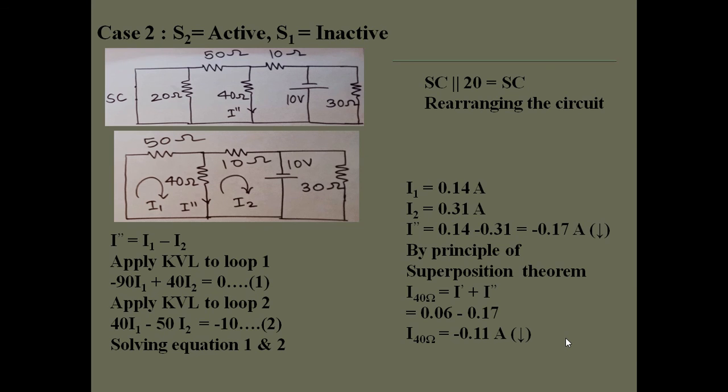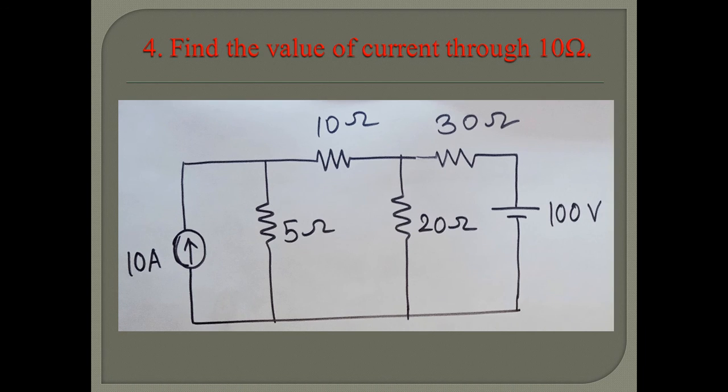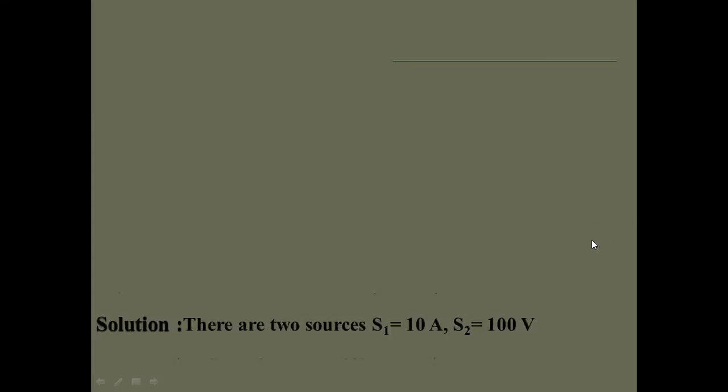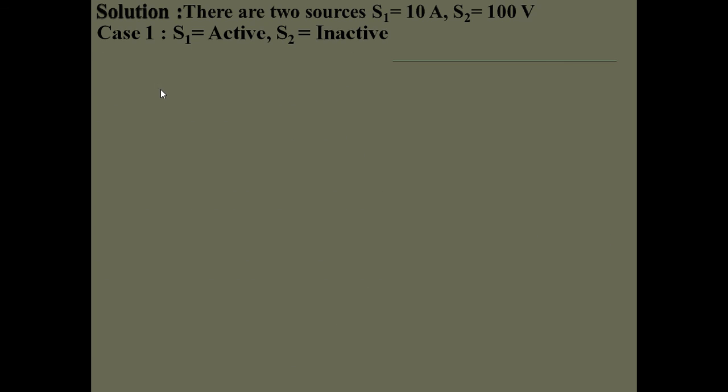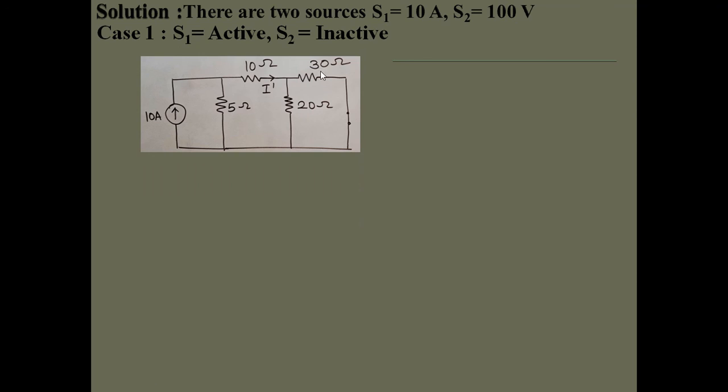Let's see one more example related to superposition theorem to understand this concept properly. We have to find current through 10 ohm in this problem. This is the circuit diagram. There are 2 sources, one current source and one voltage source. So S1 is 10 ampere and S2 is 100 volt. S1 will be active and S2 will be inactive for case 1. So for that, this will be our circuit diagram.